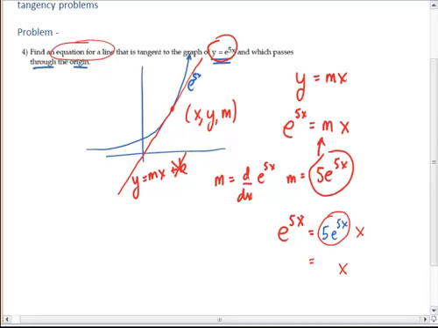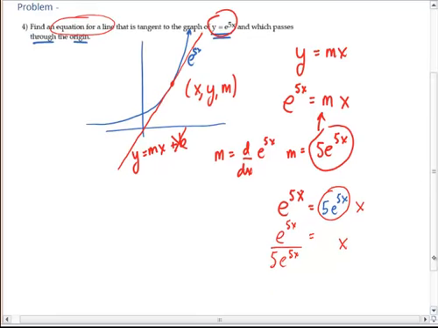That will tell me where the point of tangency is. I'm dividing both sides by e to the 5x. As long as my denominator is not 0, this should work, and since it's an exponential, I know it will never equal 0. So I have x is equal to 1/5. That's the coordinate where the point of tangency exists.